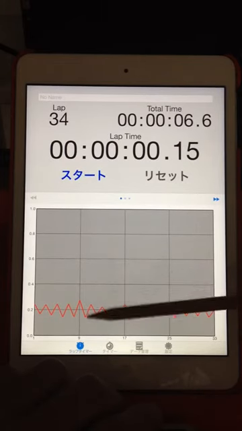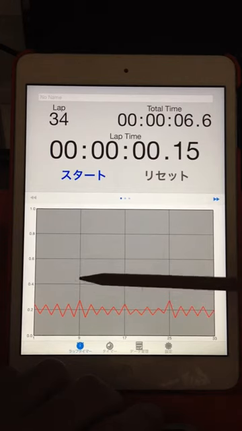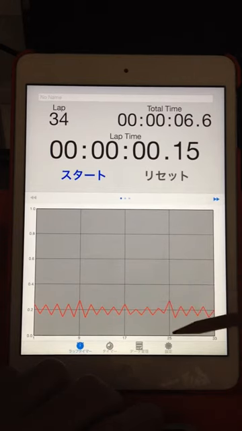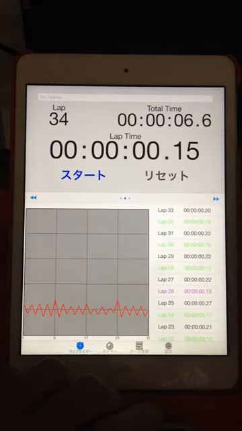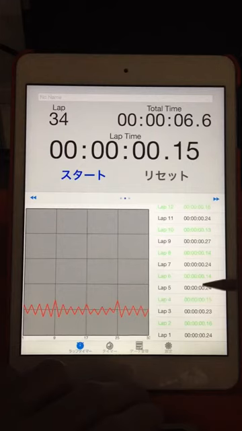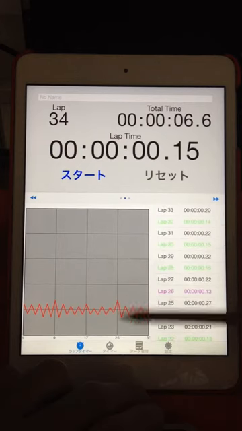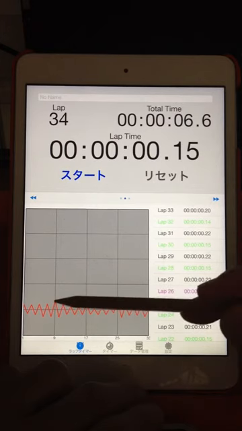Strongest bounce, this or this, first beat of second bar and fourth bar. 1, 2, 3, 4, 1. The difference is 1, 4. And this is this. The difference is 1, 4, same.